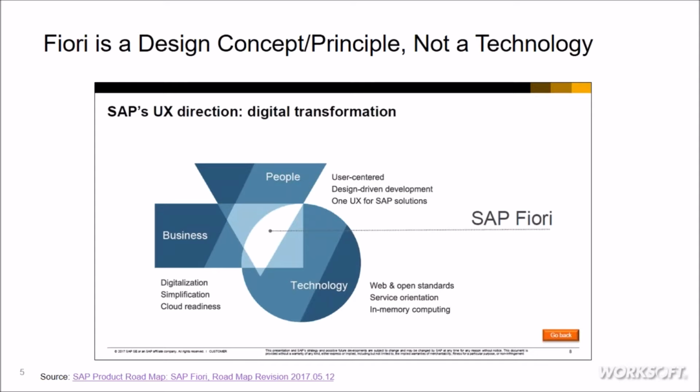So, building on that, this is a slide you've probably seen before. This comes from SAP's Fiori Roadmap. And I like it because it really does depict well the major principles that went into the consideration for Fiori, right? What were the primary focuses around people, business, and technology?